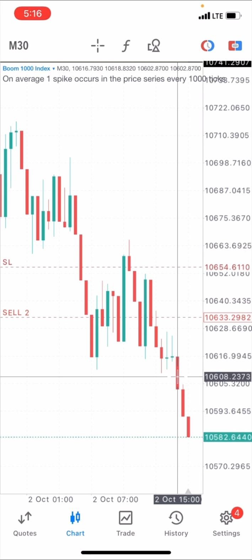So that makes sense. A lot of guys in my VIP group have made a lot of money from this market already.